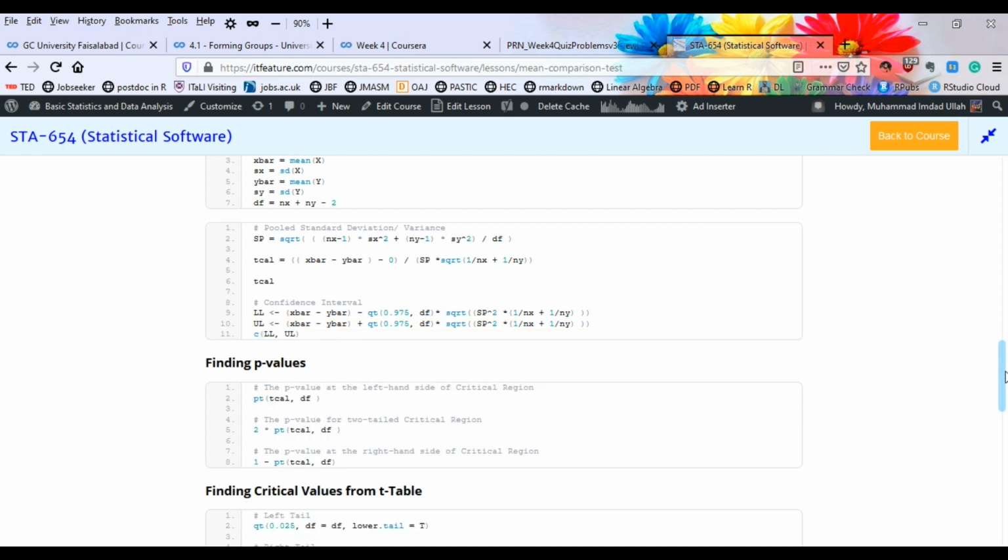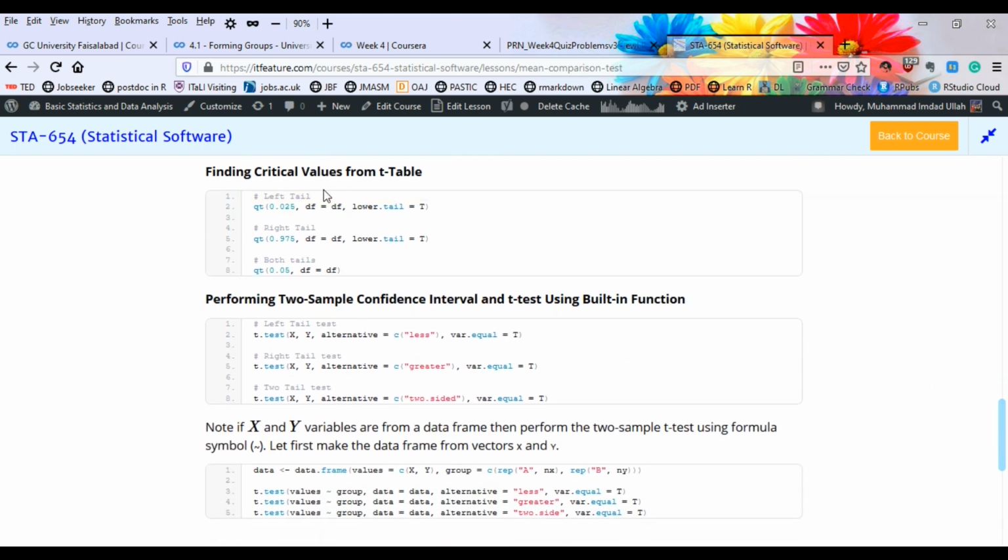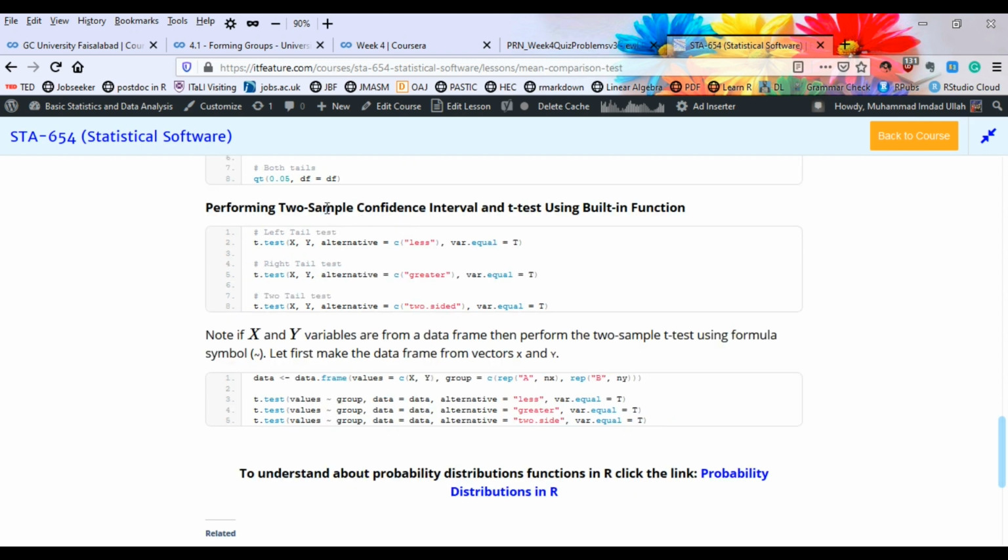And p-values can be found in a similar fashion as we have done before for the one sample test. In the same manner, we have computed the critical values. You can use either alpha, 1 minus alpha, alpha by 2, or 1 minus alpha by 2, depending on your hypothesis. And then we perform the two sample t-test using the t.test function.